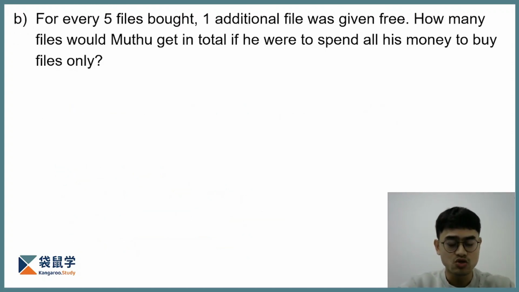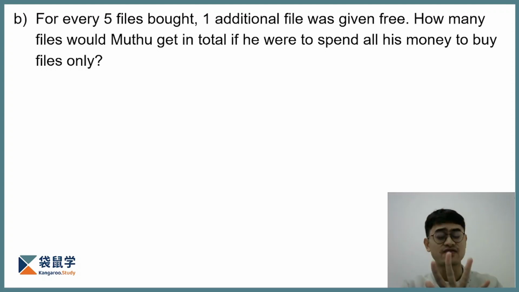So here there's 2 parts to this, but let's just start by reading. For every 5 files bought, 1 additional file was given free. How many files would Muthu get in total if he were to spend all his money to buy files only? So like I said, 2 things. The first thing is there's this promotion going on. For every time he buys 5 files, there will be 1 file given for free, okay?